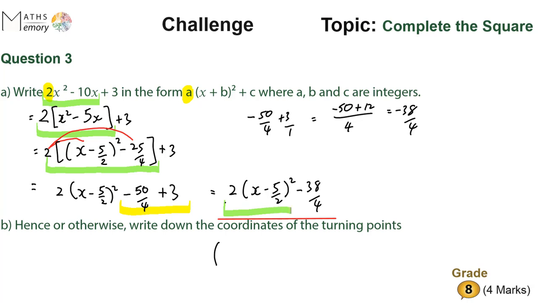If you look at it like this, it's the same concept as before. The trick is to make this number the opposite of minus 5 over 2. So it's 5 over 2, comma, and the leftover number is minus 38 over 4. So that would be your turning point over there.